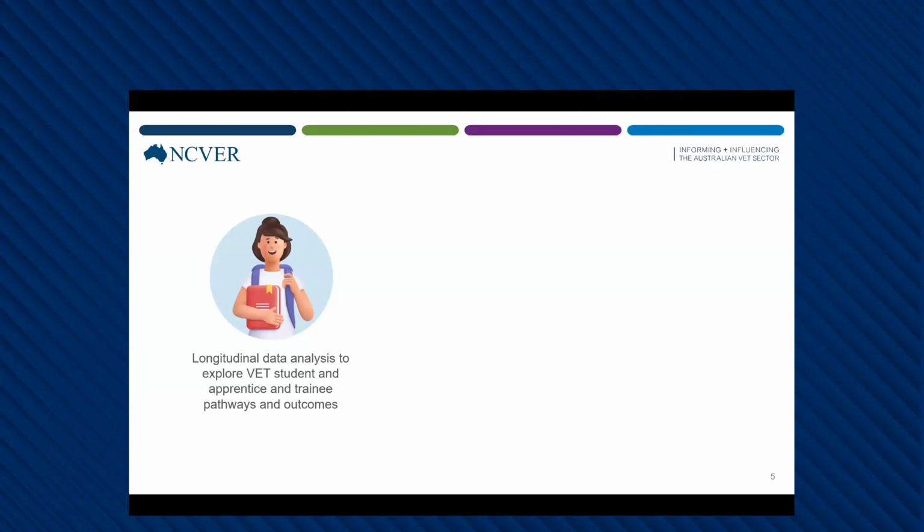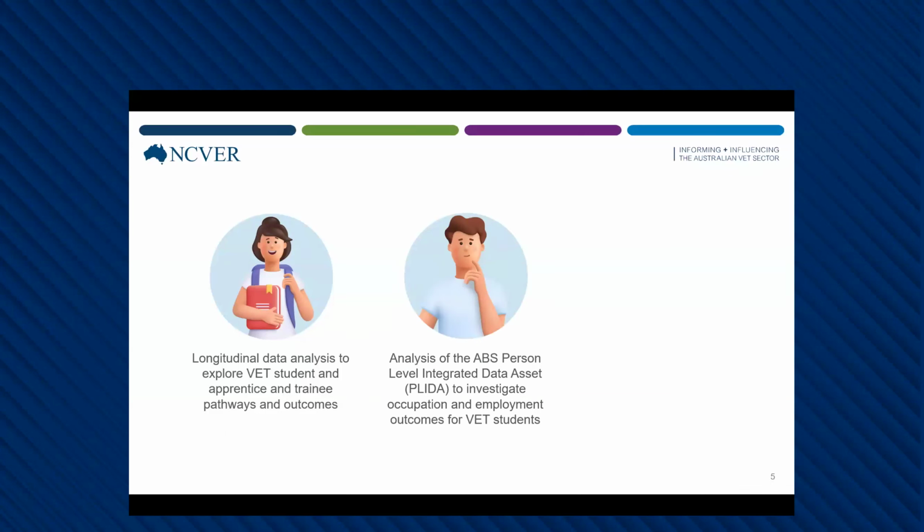The outline of today's webinar is broken up into three parts, the first of which covers how longitudinal student analysis has been used by NCVER to explore apprentice and trainee and VET student pathways and outcomes. I will then talk about how to use the AVS person-level integrated data asset, also known as PLIDA and formerly known as MADIP, to investigate occupation and employment outcomes for VET students. We will also share NCVER's experience in using PLIDA to assess sustainable employment outcomes for Indigenous VET students.